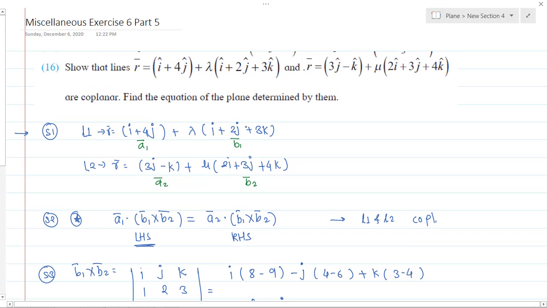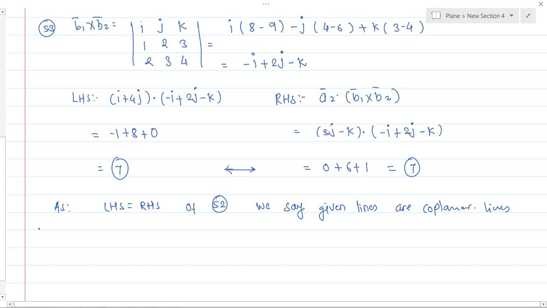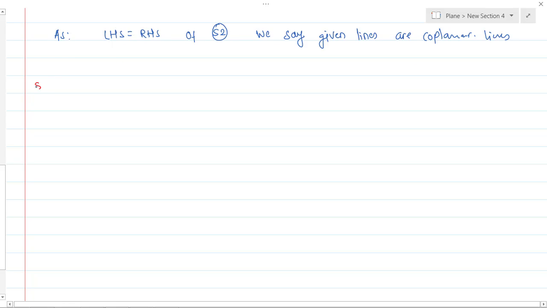Now in the next part we have to find the equation of the plane determined by them, that is, the plane on which they are lying. In step number 4, the equation of a plane containing the two coplanar lines is given by r bar dot b1 bar cross b2 bar equals a1 bar dot b1 bar cross b2 bar. You can also take a2 bar dot b1 bar cross b2 bar.